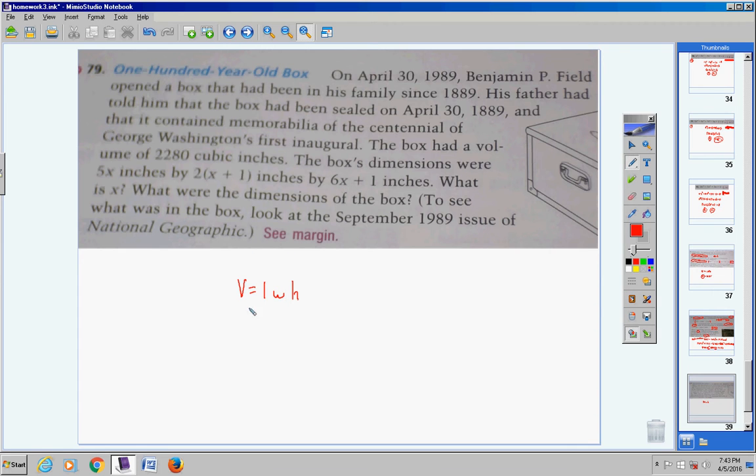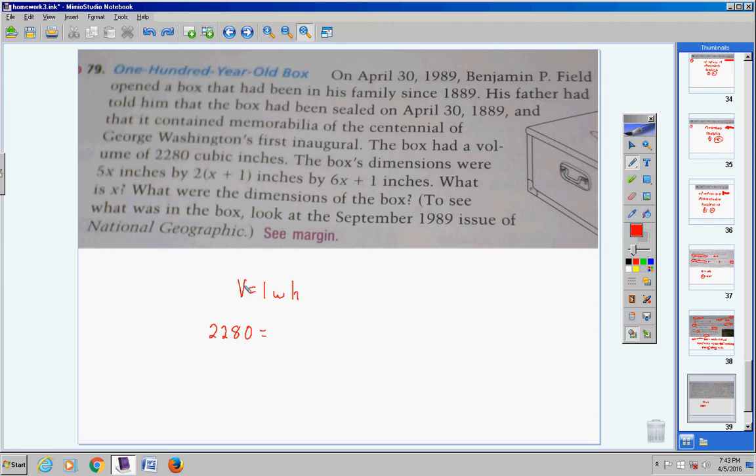We already know the volume, of course. The volume of the box is 2,280. Now, they tell us the box's dimensions. I know, students, that we don't know which one's the length and which one's the width and which one's the height, and I really don't care, because you're multiplying all three anyway. But here's the deal. They want us to solve for x, so I've got to come up with an equation to solve for x.